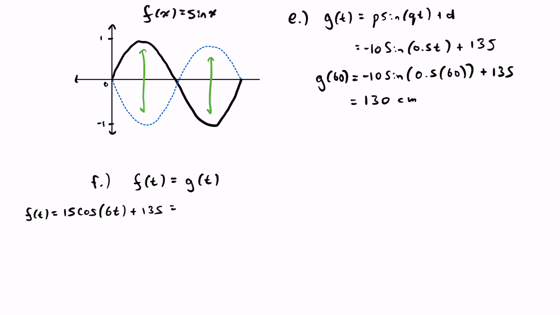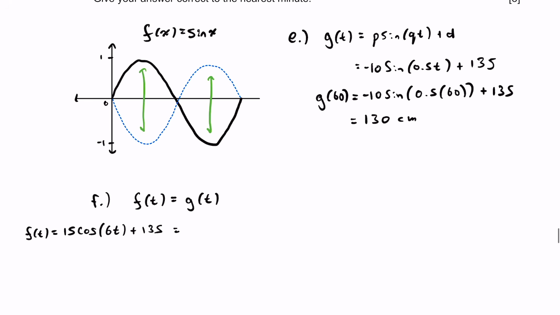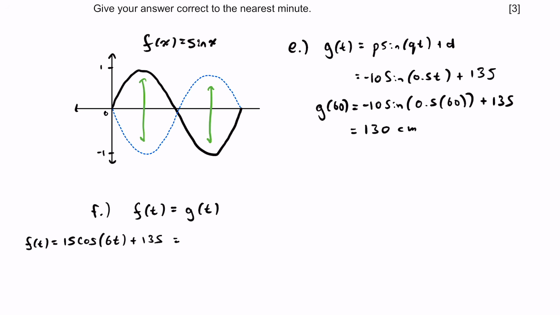That looks good. And now let's find g of t. G of t, I think we actually found right here. So let's write that out. G of t is equal to negative 10 sine 0.5t plus 135. All right, that's essentially what we wanted to find. When does f of t equal g of t?